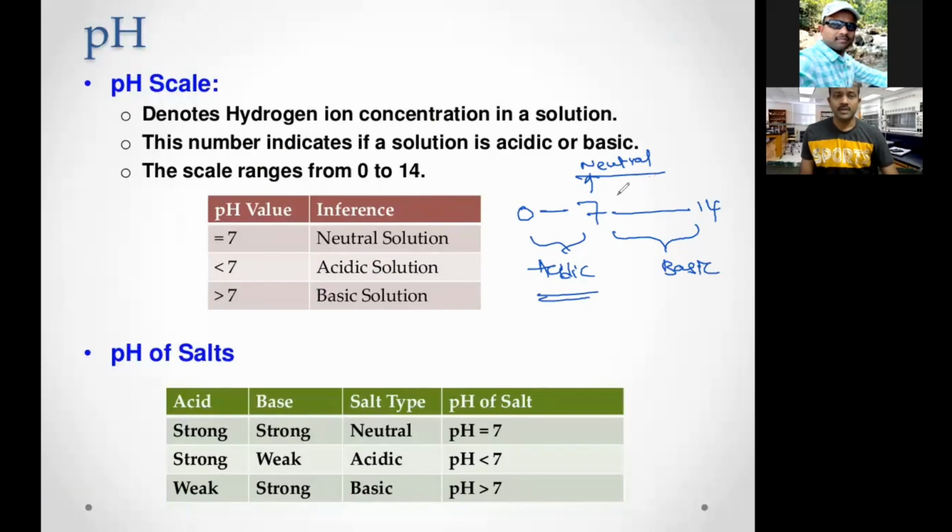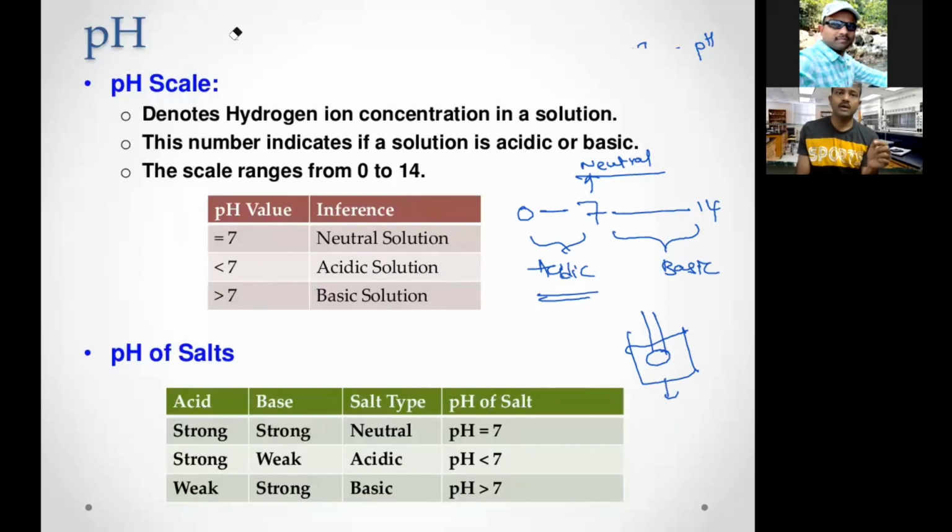So what is the pH scale? The negative logarithm of the concentration of H plus ions is what we call pH. By using the pH meter or pH scale, we can easily tell which one is the acid and which one is the base. When you dip the pH meter in any acidic medium, it will give a pH value less than 7.